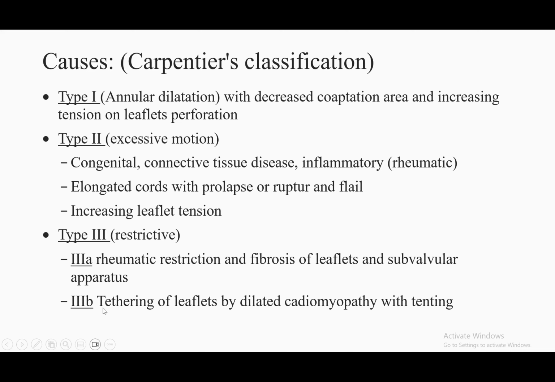Type 3B is caused by tethering of the leaflets by dilated cardiomyopathy with tenting of the leaflets. So the leaflets themselves are healthy, but they are pulled downwards towards the ventricles due to a dilatation in the ventricles, and preventing them from coapting well at the level of the mitral annulus.